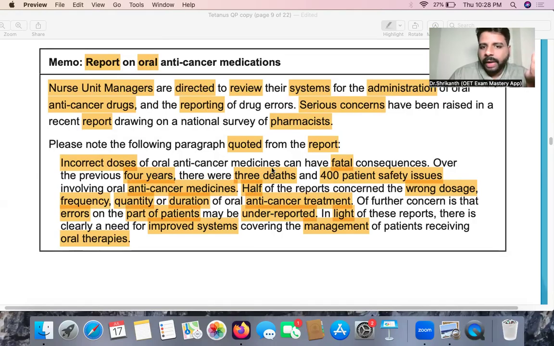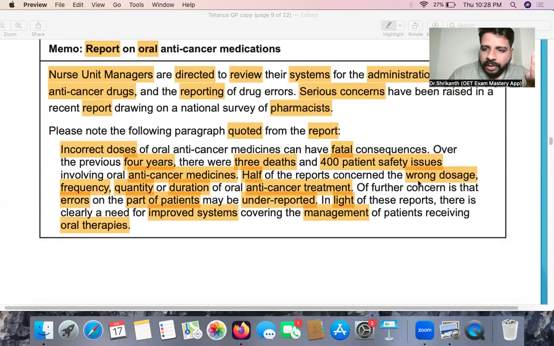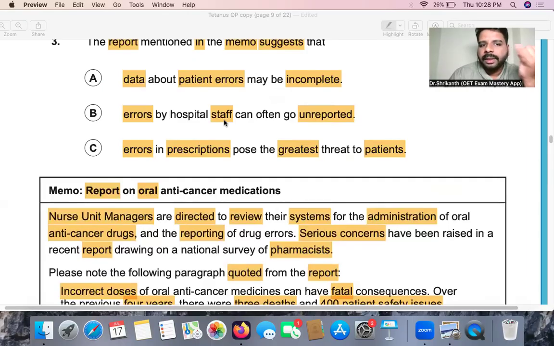Incorrect doses of oral anti-cancer medicines, fatal consequences, 3 deaths, 400 patient safety issues. Half of the reports concerned wrong dosage, frequency, quantity, duration, of oral anti-cancer treatment. So here they're not really blaming the staff, and they're also not saying that errors done by the staff are underreported. The keyword and the linking word and the verb are missing over here. Since nothing is mentioned, the staff is not mentioned, errors by the staff are not mentioned, and unreported is not mentioned.